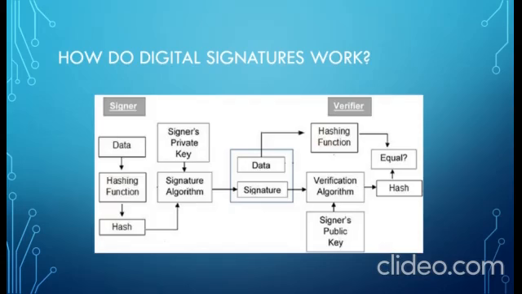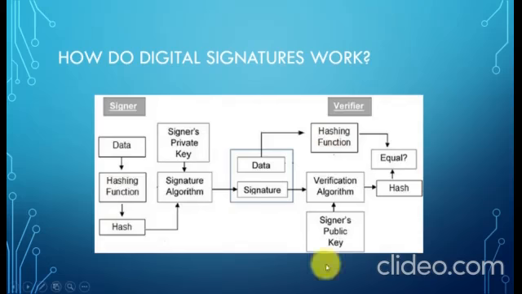Then the hash value and the signing key, that is the private key, are fed to the signature algorithm, which produces a digital signature on the given hash. Then the signature is appended to the data, and both the data and the signature are sent to the verifier, or the receiver.